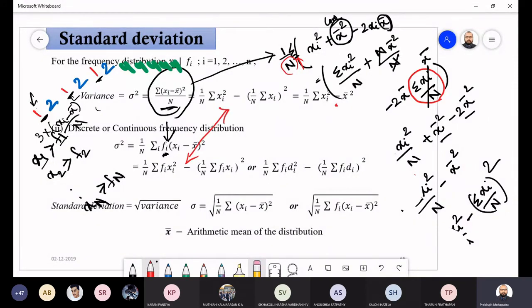So you can see 1 by n sum of fi xi square, then 1 by n sum of fi xi whole square. Same to same, everything is the same. And if you are calculating with respect to step deviation, then you can take di, the same formula.